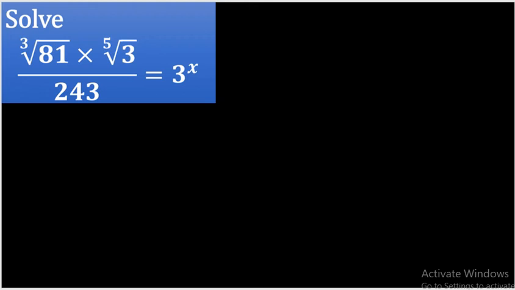Hello and welcome back. In this video we'll be solving the exponential equation: the cube root of 81 multiplied by the fifth root of 3, the whole over 243, is equal to 3 to the power of x. First of all, try to observe the base numbers. It's exponential, but the base numbers, the first number found in the cube root of 81, can be written as a power of 3. So 81 can be written as 3 to the power of 4.